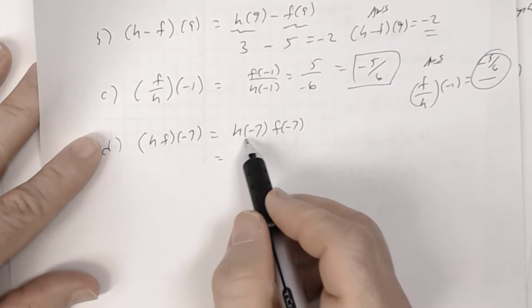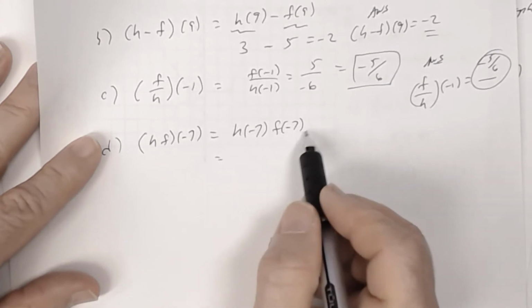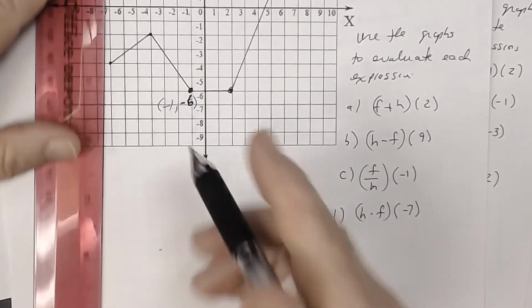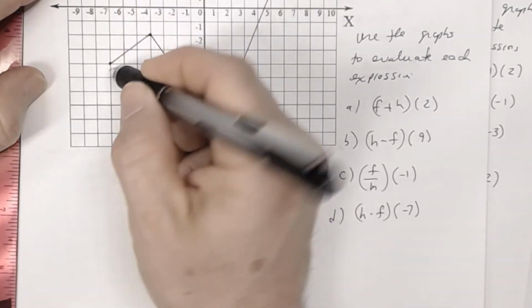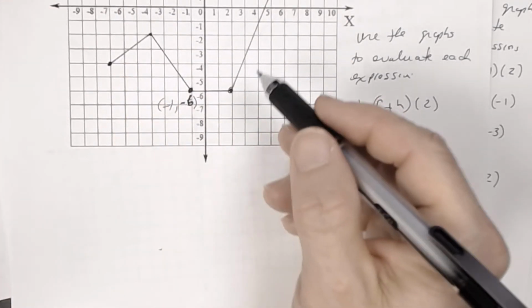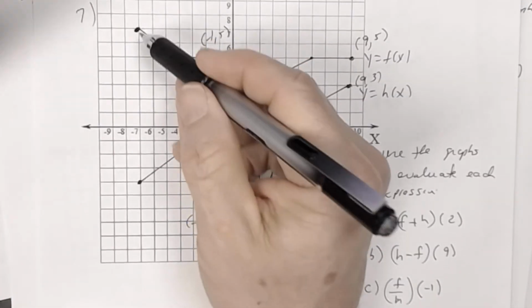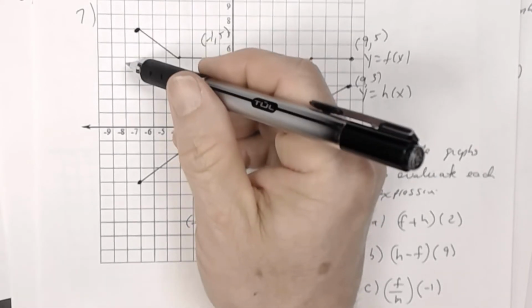So when x is negative 7, I got to find the y value for h and the y value for the function f. So negative 7, if I go and I label those points, that's this right here. So those are the endpoints right here. So that's this one, and that's this one. And if you want to label those points, it may help some of you to label those.